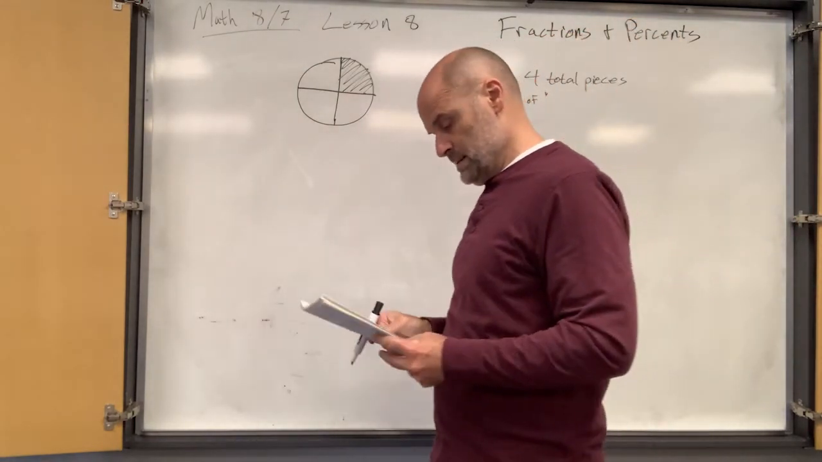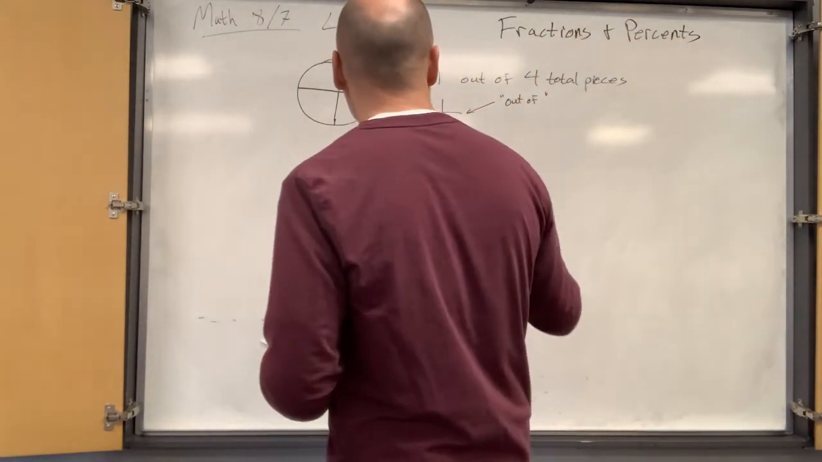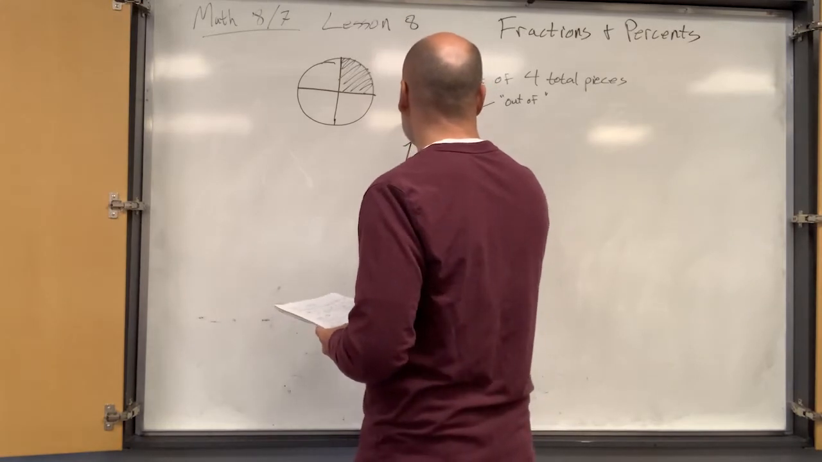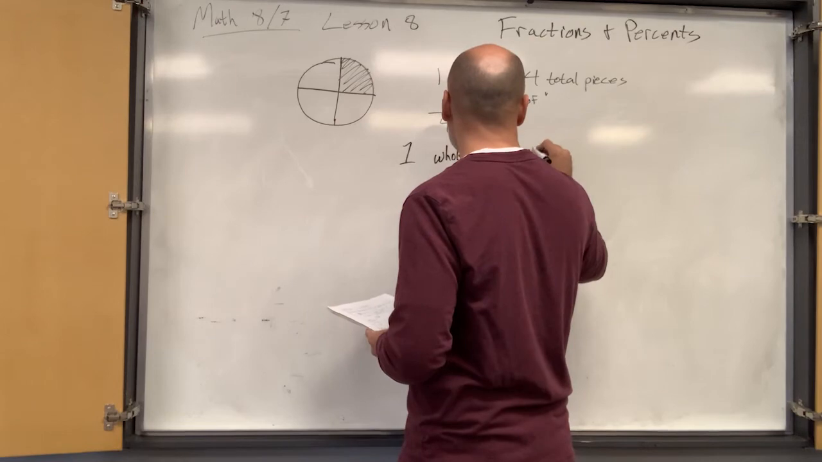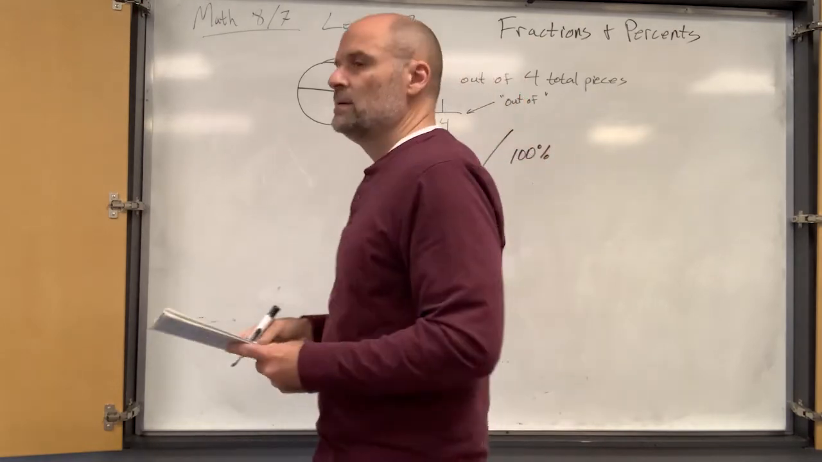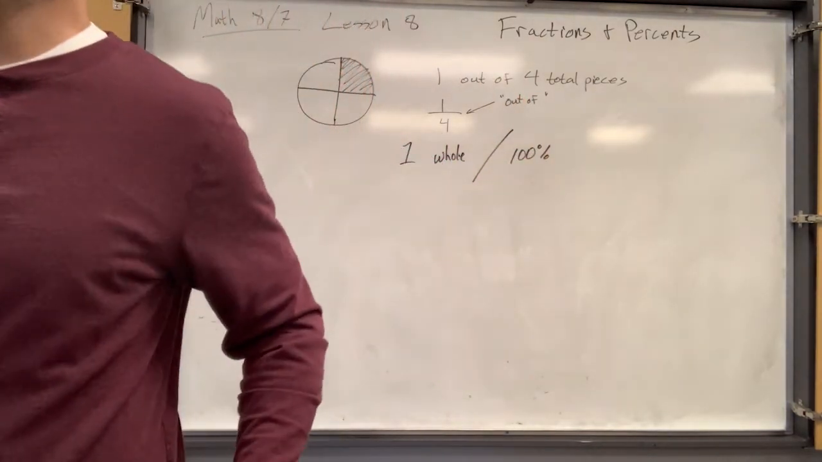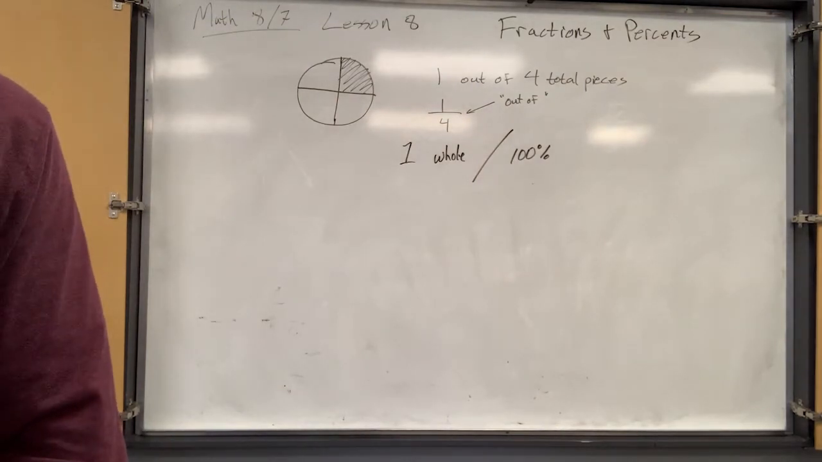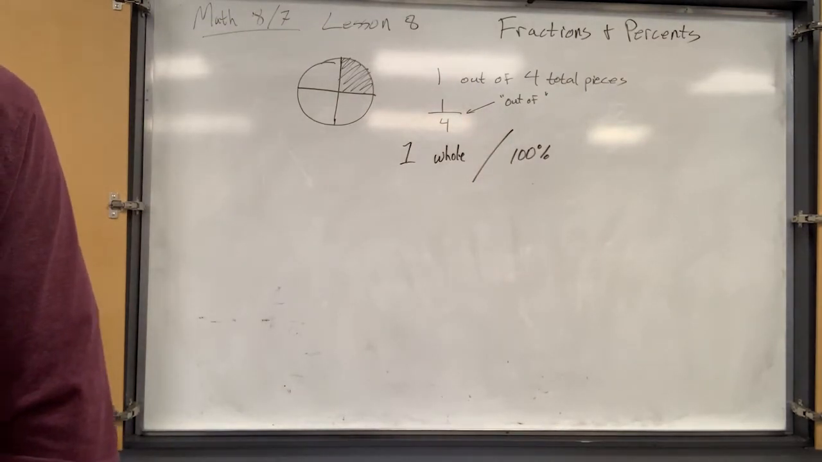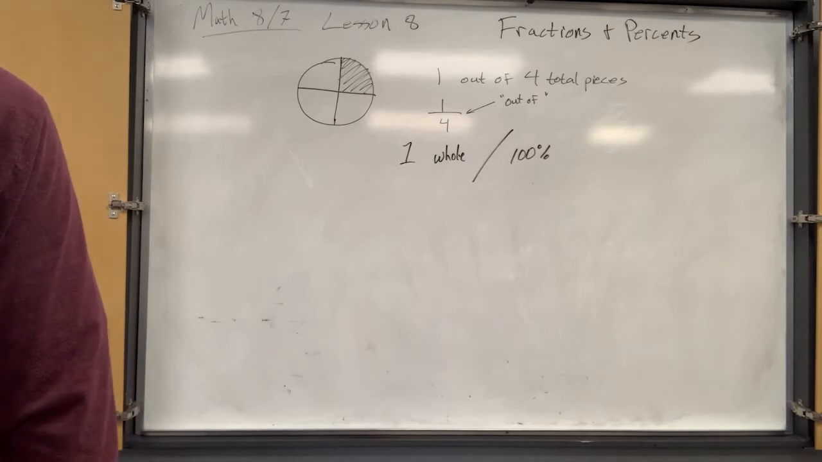All right, so that's one whole, or in percentage, we say 100%. Percent is just out of 100. So if there were 100 pieces of that pizza and you ate the whole pizza, you ate 100 out of 100 pieces.